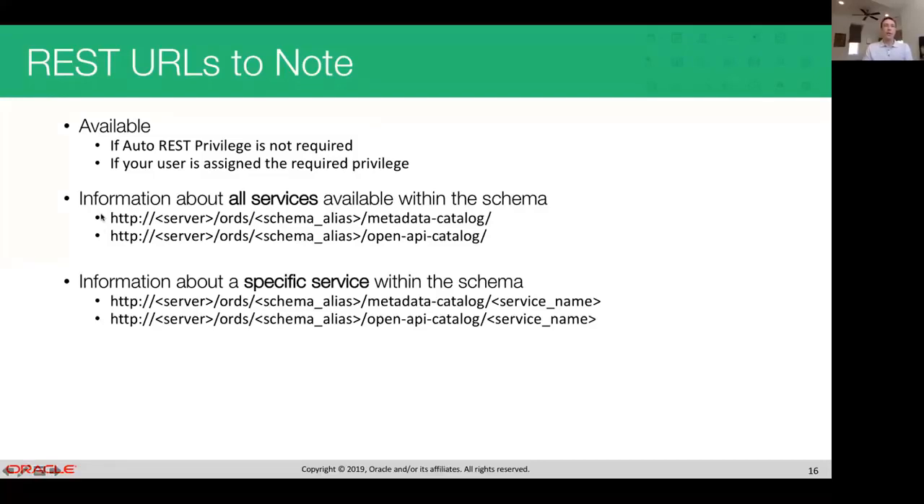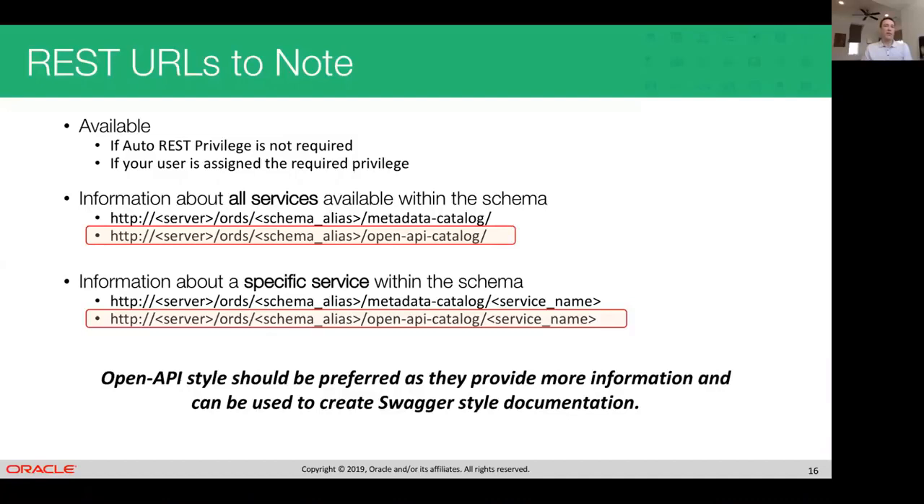So with these URLs, you can get information about all services in your schema by going to the metadata catalog or the OpenAPI catalog, or you can get information about a specific service by simply appending the service name or the module name on the end of that. I'll show you that in a little bit, but this information is really useful. One of the things that I would suggest is that the original metadata catalog is kind of old school stuff. The OpenAPI catalog should be preferred. This is a much more complex and a much more robust description of what is available. It also gives you information about the methods that are available for each service. And you can pump that through a Swagger interpreter and actually get full Swagger documentation if you want to.